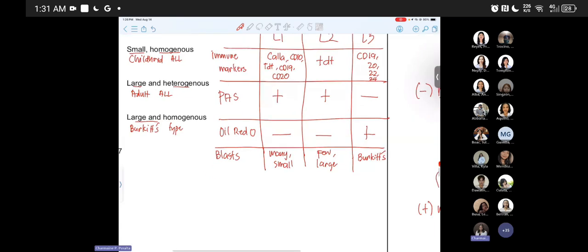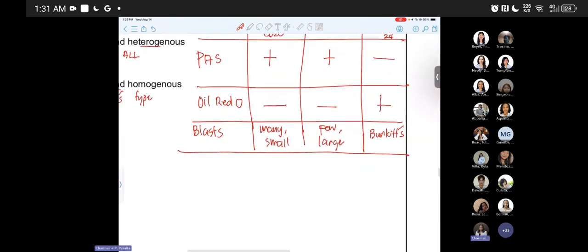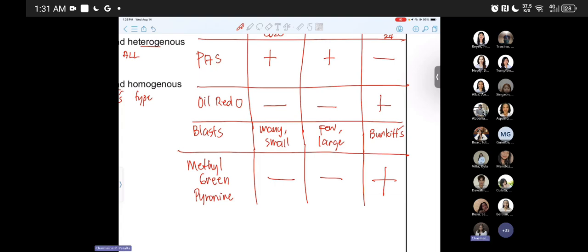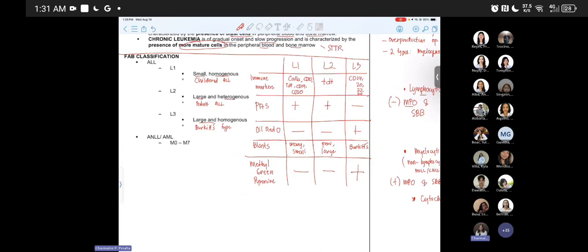Meron pa itong isang ginagamit na isa, idagdag ko na. Yung methyl green pyronin. So this is negative, negative, positive. Okay? So yun na yung acute lymphocytic leukemia.